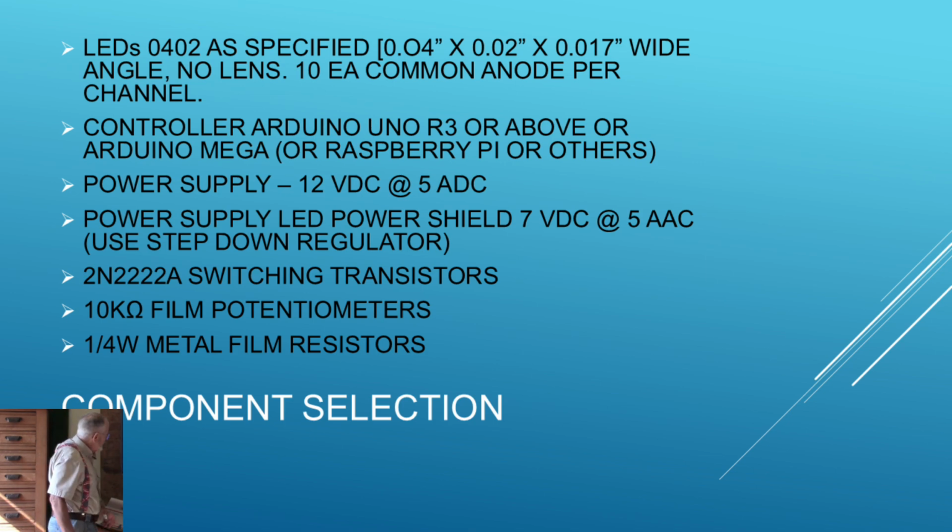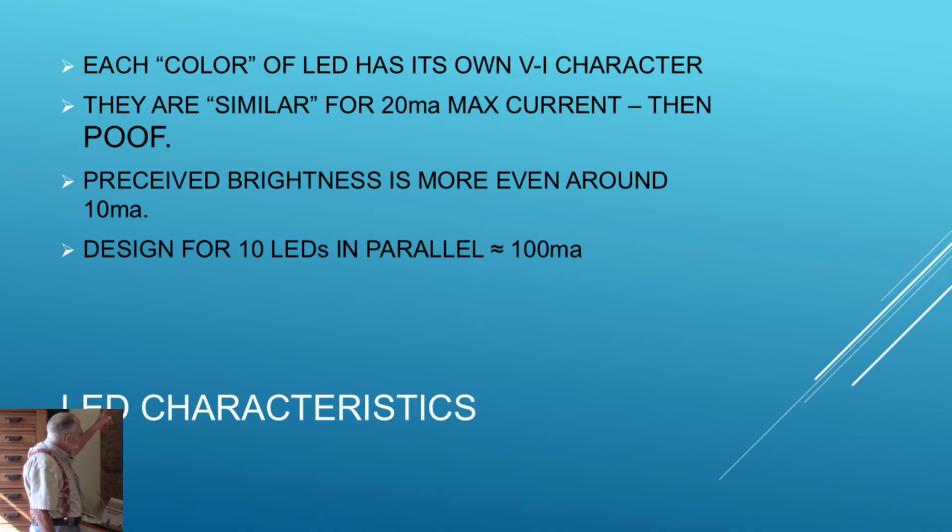Okay? So now we got to select the components. Each color of an LED has its own volt-ampere characteristics. They're not all the same regardless of what you may think. They are similar in that almost all of them at 20 milliamps or slightly above, they go poof, and they die. The perceived brightness of each color is more even around 10 milliamps.